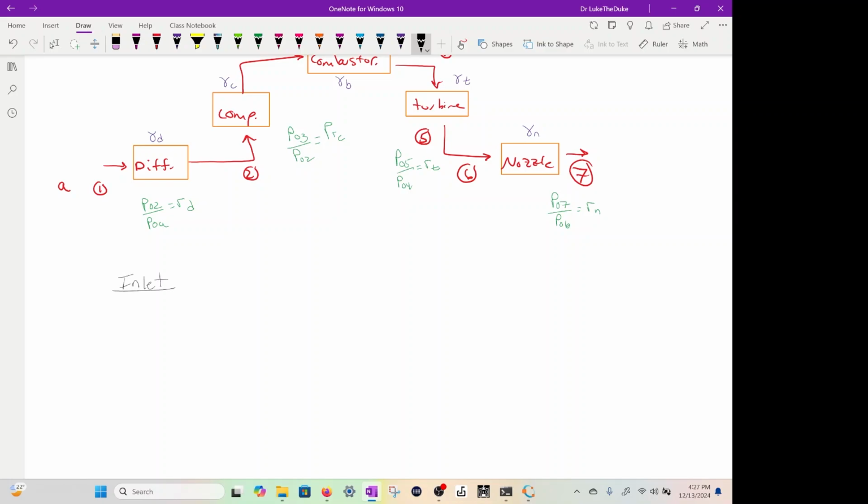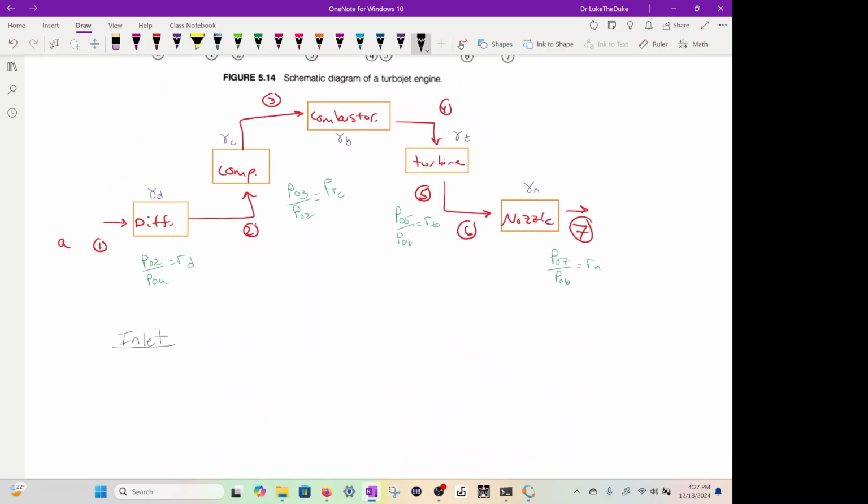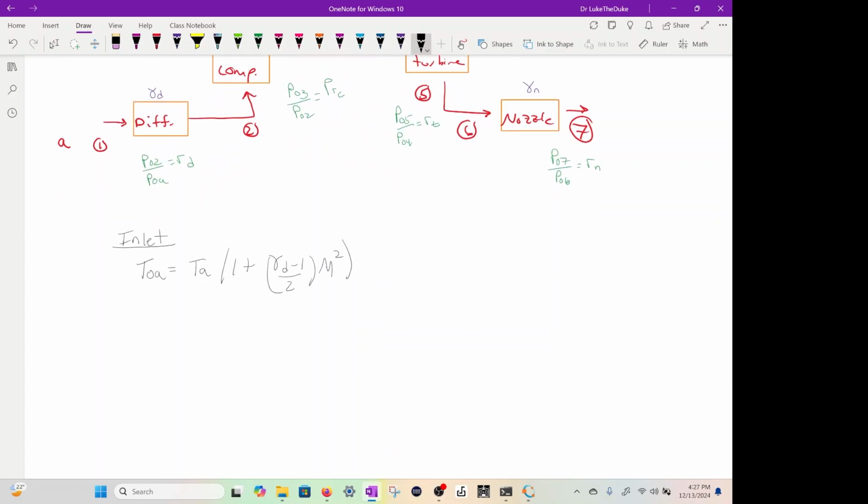Okay? So coming in the air, we can find T naught A by taking TA and multiplying it by this ratio, 1 plus gamma D minus 1 over 2 M squared. And we've seen this multiple times. Stagnation equation, all right, isentropic, boom. All right, next one, compressor inlet. Okay, so coming in, I'm going to assume that T naught 2 is equal to T naught A.